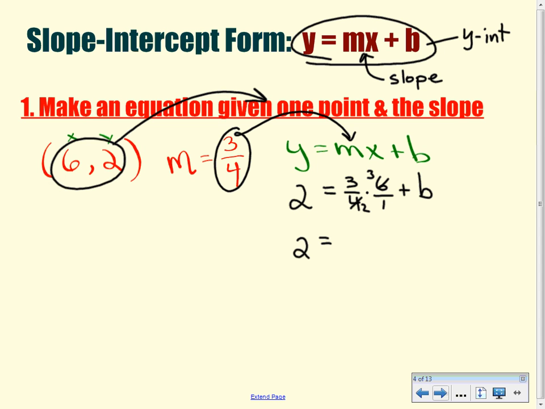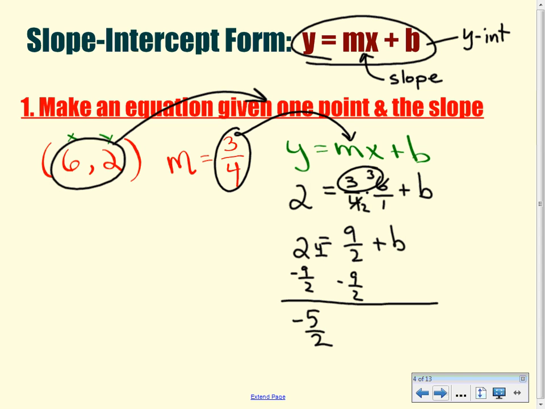We're going to multiply now 3 times 3, multiply your numerators there. And I got 9/2 plus b. Subtract 9/2 on both sides. And 9/2 is like mixed numbers, it's like 4.5. So we'll be at -5/2, because in my mind I'm thinking of 2 as being 4/2. 4/2 minus 9/2, common denominators.